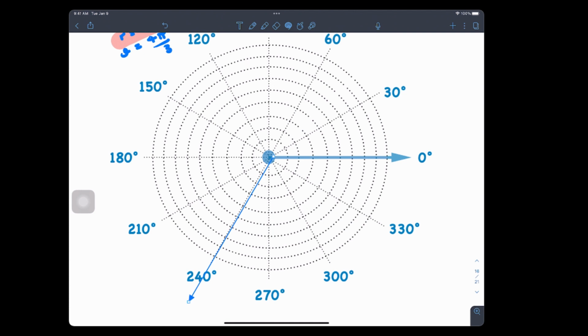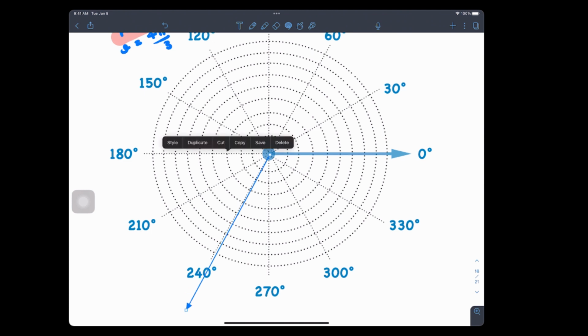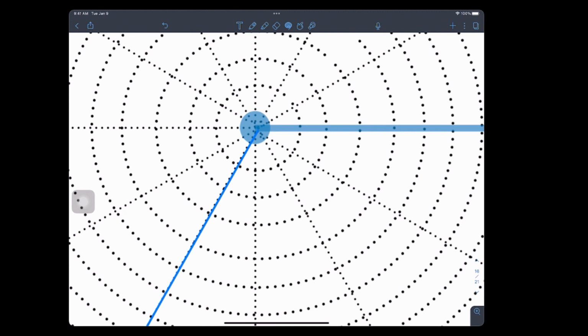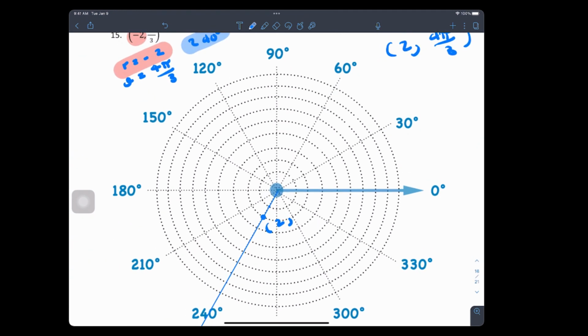And there you go. And I think what you got to do is get that line there. Okay, 240. But you have a radius of 2. So that radius is going to be what? 1, 2. So here's 2. What's the other angle? It's 4 pi over 3.